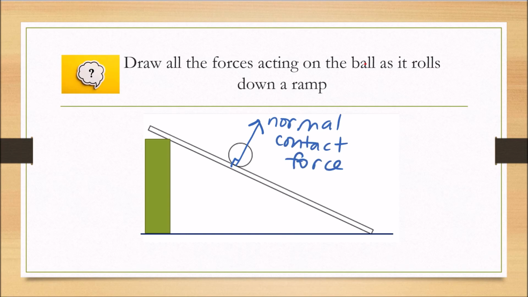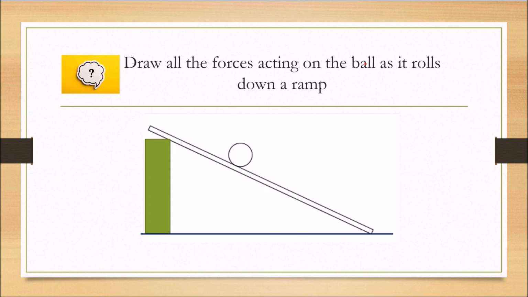So two forces. Now, is there any tension? Don't have, because there's no string, right? So if you don't see any string, there will be no tension. Is there friction? Yes, there is friction because there's motion. As long as there's motion, there is friction.